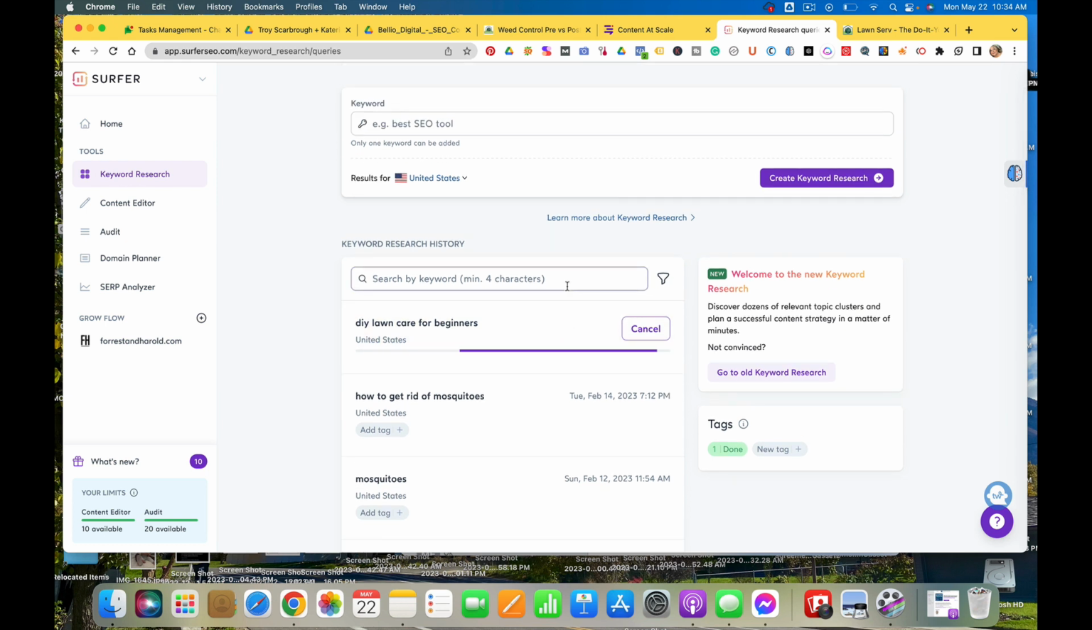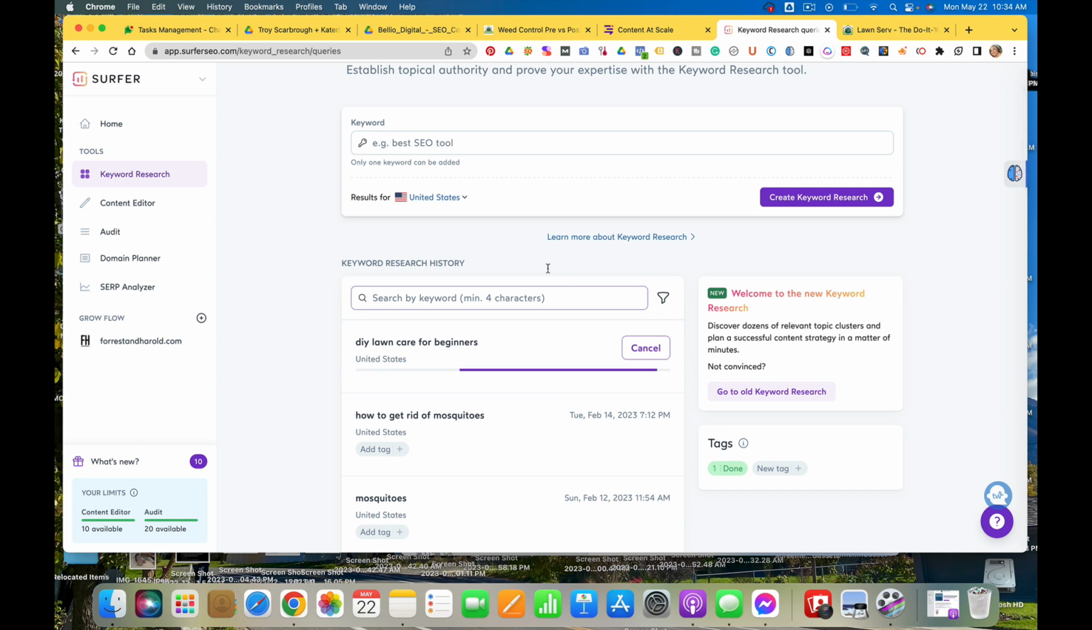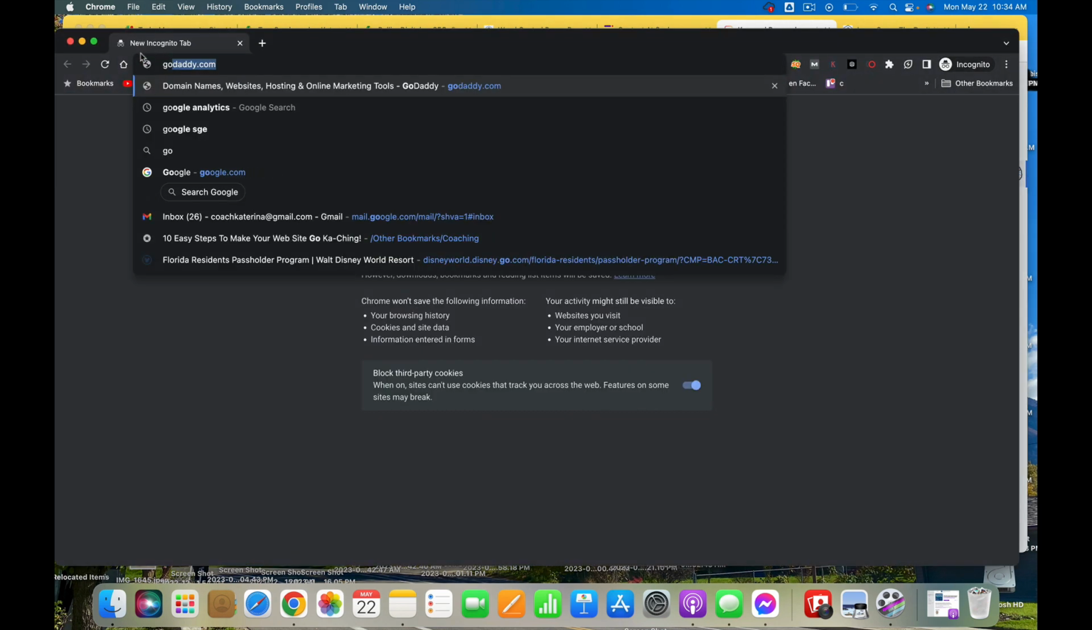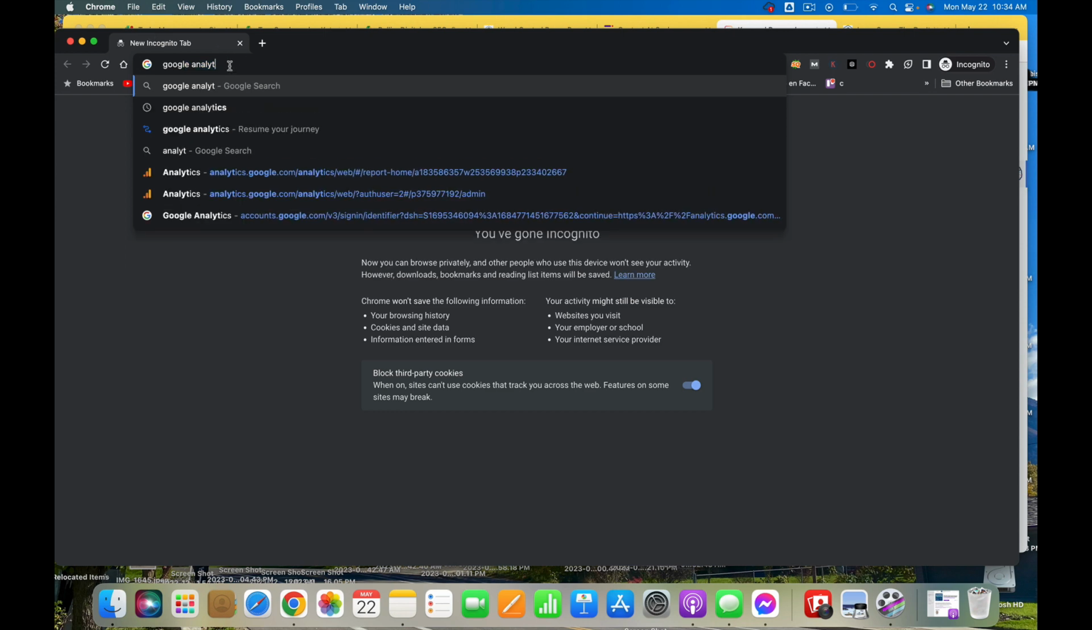It's taking a while. In the meantime, what I think I'm going to do is take this keyword and go to a Google incognito window and go to Google. Sorry.